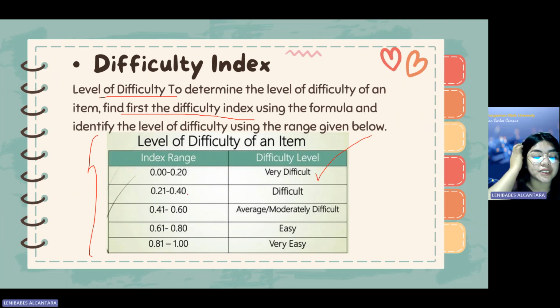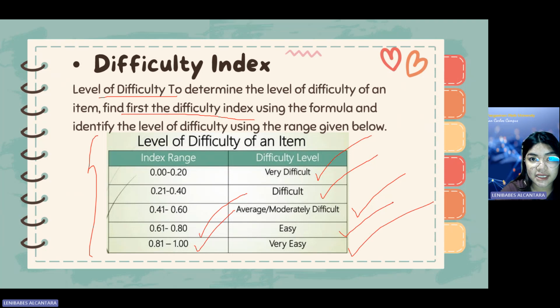0.21 to 0.40, mahirap. Okay? 0.41 to 0.60, sakto lang. Okay? Average or moderately difficult. 0.61 to 0.80 is madali, of course, easy. And 0.81 to 1, very easy. Take note of that. Ibig sabihin, habang tumataas yung value ng difficulty index, mas nagiging madali yung item na yon.